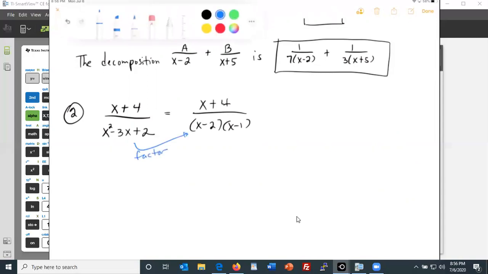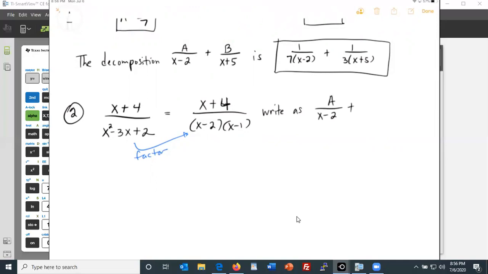So now remember, the goal here is to now write this big fraction as the sum of some simpler fractions. So we want to decompose it. So we're going to write it as a over the one factor plus b over the other factor. All right, I don't need any more terms because there's only two factors.